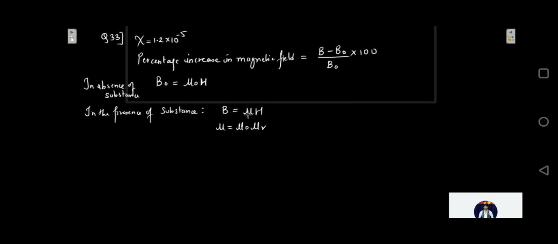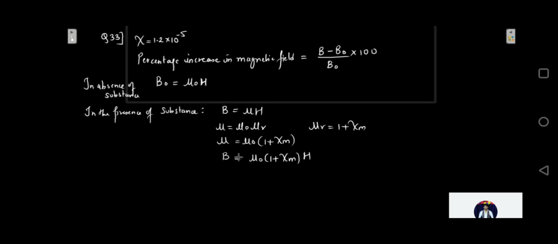When you have a material inside, this B naught will become the total magnetic field over here, and mu will become the permeability of that substance. From another formula for mu, that we have is mu naught, I can substitute mu R in terms of susceptibility as 1 plus psi m, because mu R is 1 plus psi m. If I substitute this mu in this formula, B will be equal to mu naught into (1 plus psi m) into H.